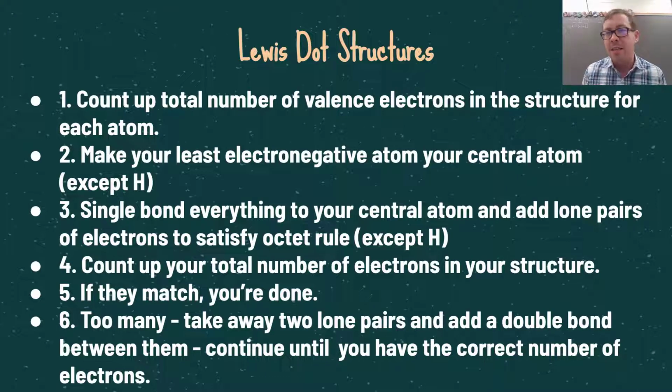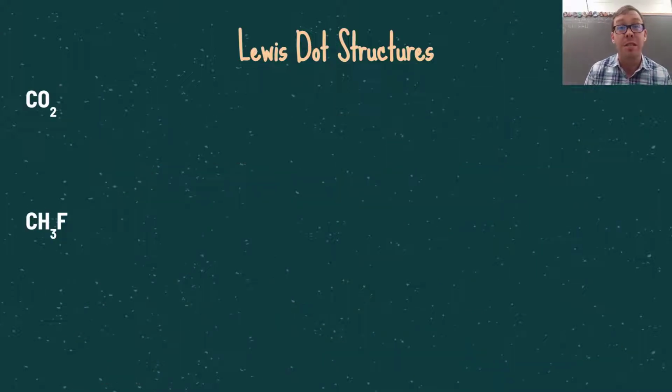What that does is that keeps the octet rule satisfied and reduces the total number of electrons in your structure by 2. So you'll see what I mean as I go through and show you a couple of sample problems. But again, these 6 steps are really important because if you follow these 6 steps, there's very little chance that you're going to make a mistake. So let's draw some Lewis dot structures.